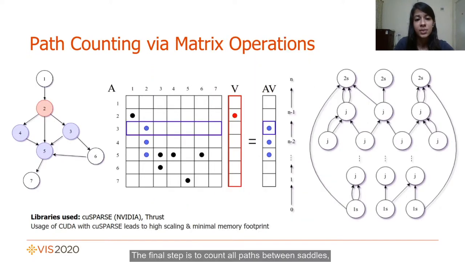The final step is to count all paths between saddles, for which we leverage matrix multiplication based graph traversal. As shown, any graph can be represented as an adjacency matrix A, which when multiplied by the source vertices V gives us AV, which is the frontier discovered by the sources. We utilize cuSPARSE for all matrix multiplication operations, a choice that facilitates maximum scaling while avoiding a large memory footprint.